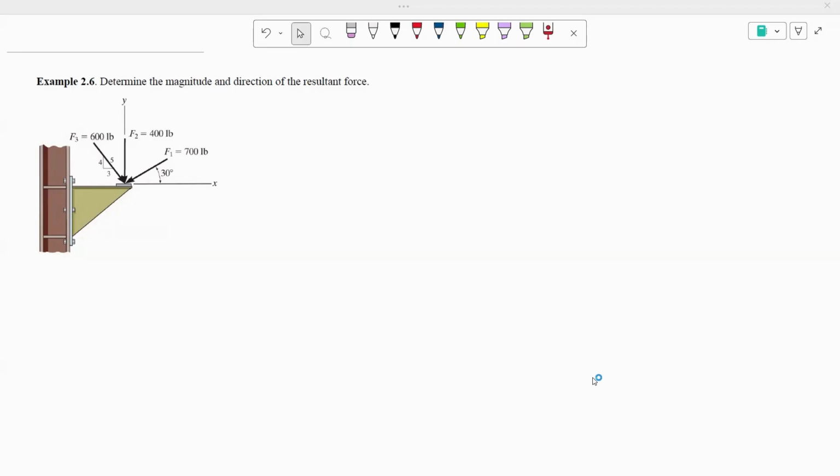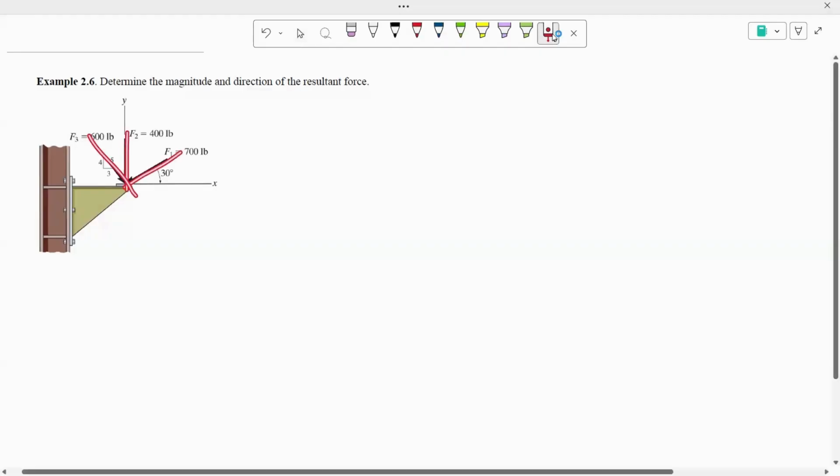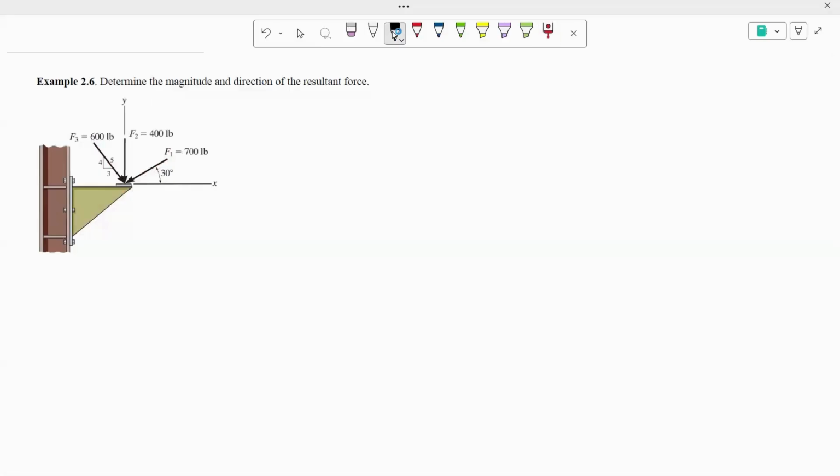Hello everyone, today we're going to be working on example 2.6 and it's asking us to determine the magnitude and direction of the resultant force. So the first thing that we're going to do is take each of these three forces that were given to us and try to find the horizontal and vertical components of each of those vectors. So we're going to start off with F1.